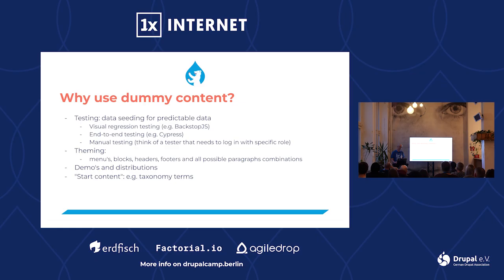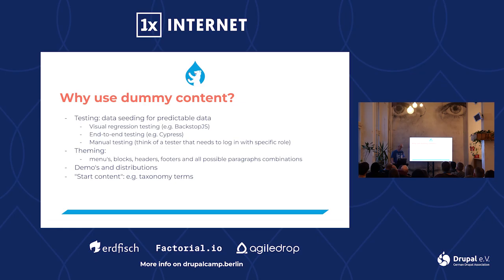If you do end-to-end testing with tools like Cypress or Playwright, at least you need some users with roles, so you can log in and test stuff. If you want to do end-to-end testing of your search page, you do need content. You do need taxonomy terms to test if the facets work and those kind of things. So for testing, it's quite important. Also for manual testing, if you give it to a tester, he also would like to have some users already available. And it's also good that this is very predictable then.